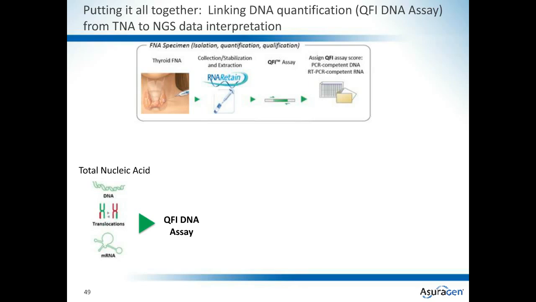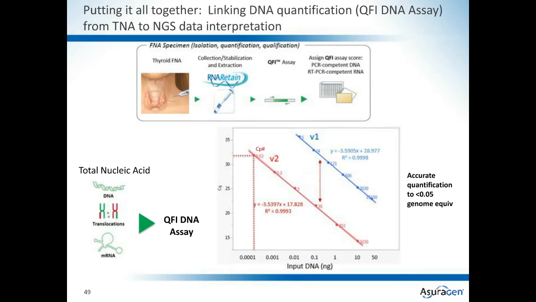As a result, it led us to develop our QFI DNA assay to be even more sensitive. What's shown in this plot is the advance from version 1 of the assay, shown in blue, to version 2 of the assay, shown in red. We've changed our approach, which allows us to have much higher sensitivity and achieve accurate quantification to less than 0.05 genome equivalents. So now we can use an absolute paucity of material in the QC portion and preserve as much material as necessary for the downstream analysis.